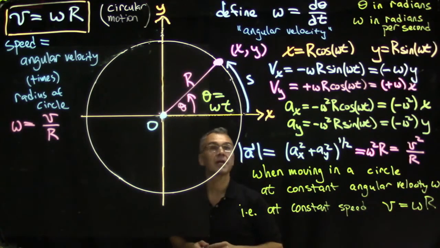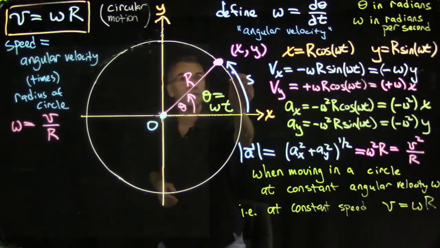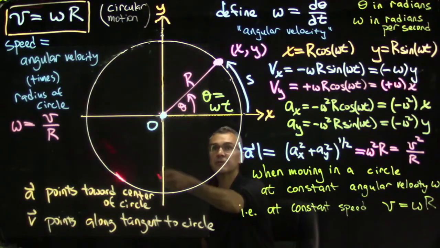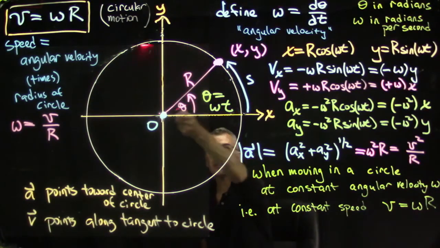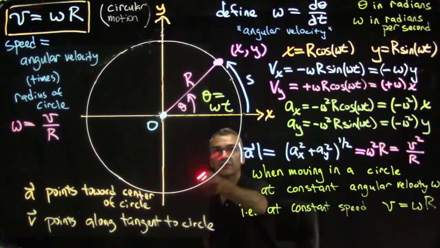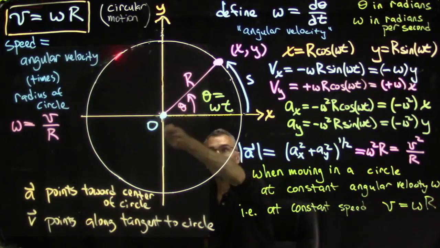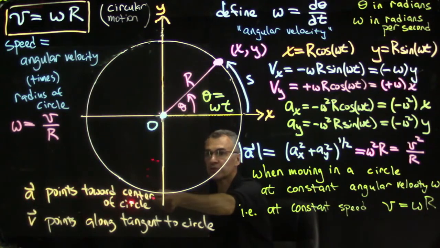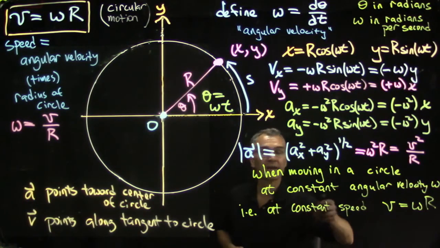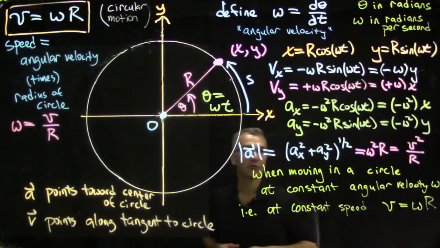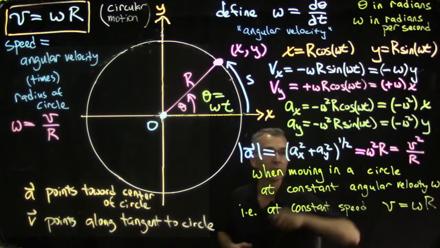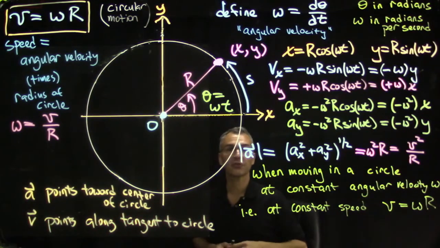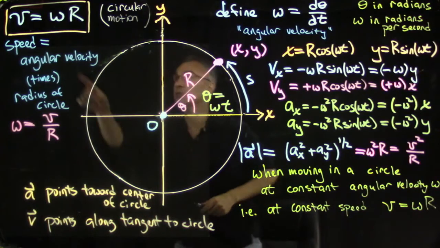And we'll also see in a minute that the velocity vector points tangentially. So when we're moving in so-called uniform circular motion, going around and around in a circle at constant angular velocity, the acceleration will point toward the center of the circle and will have magnitude v squared over r, which is the same as omega squared r, and the velocity vector will point along a tangent to the circle and will have magnitude omega times r.